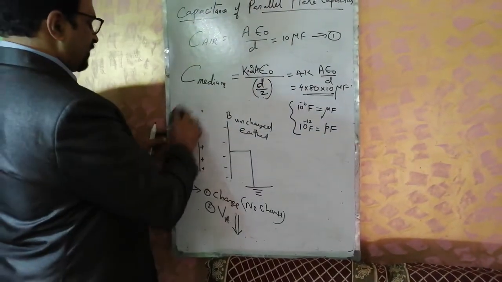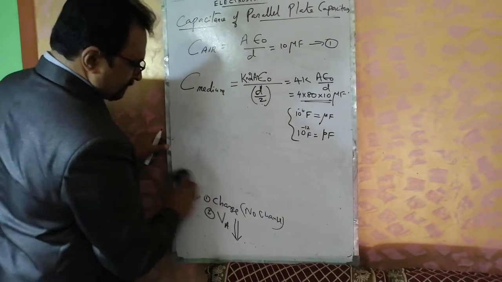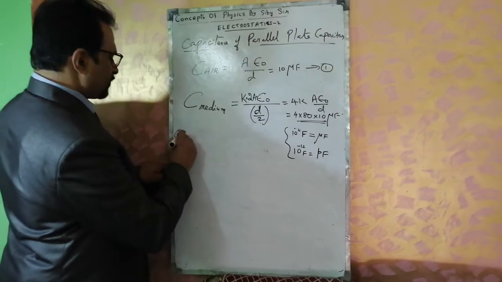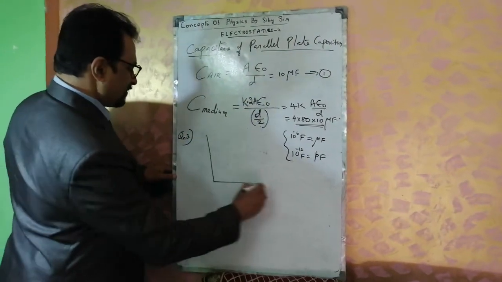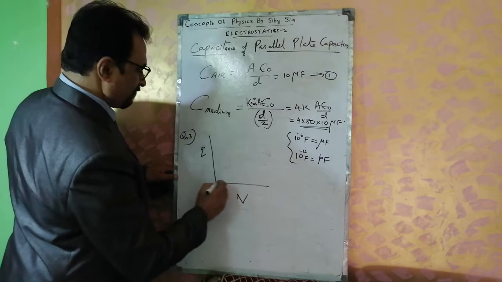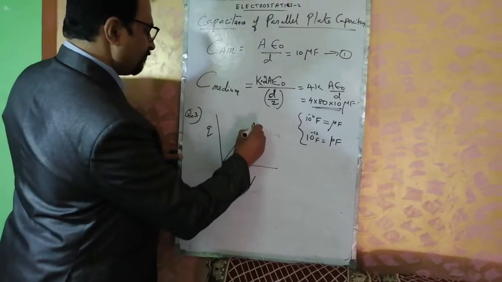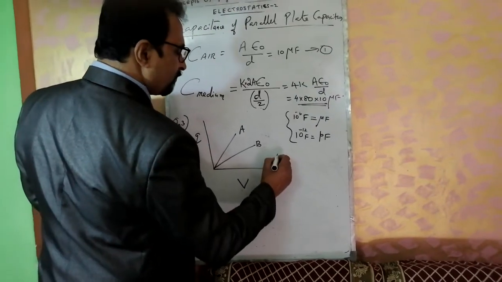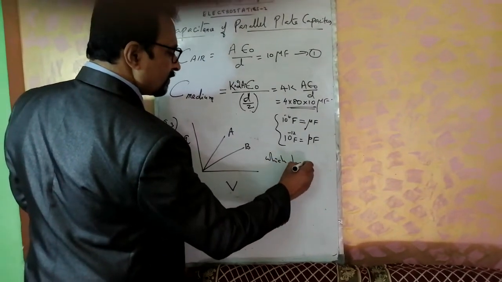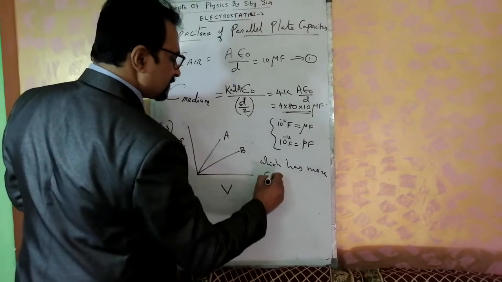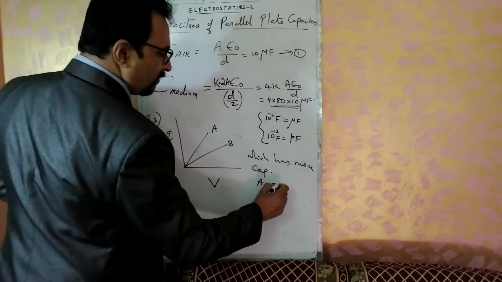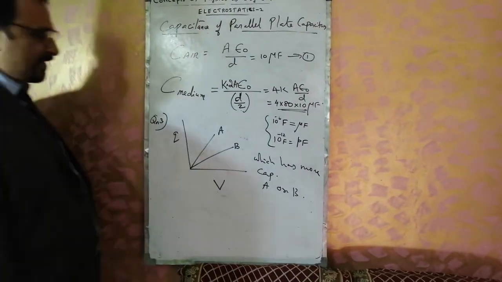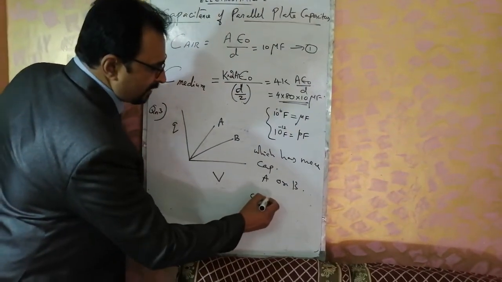And one more question based on this. We have seen C is equal to Q by V. So question number 3 is, this is a graph. Which has more capacitance, A or B? It's a very simple question. You know C is equal to Q by V.